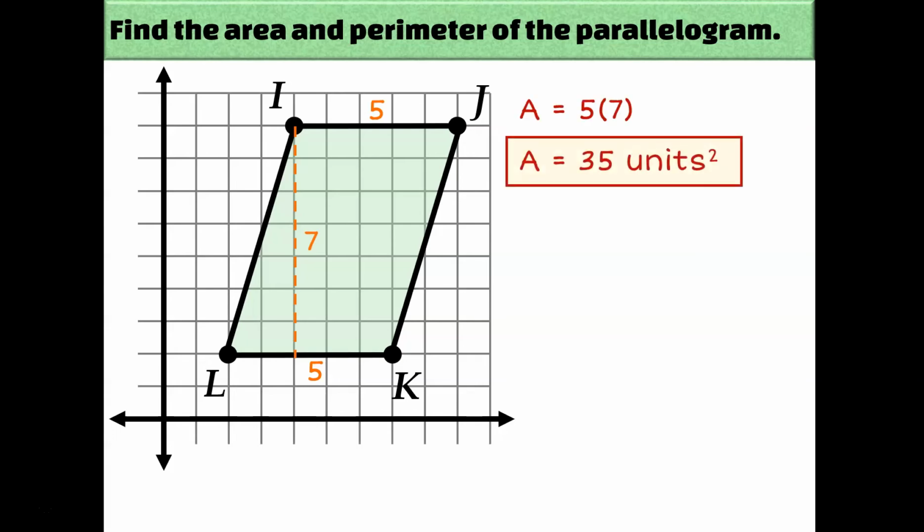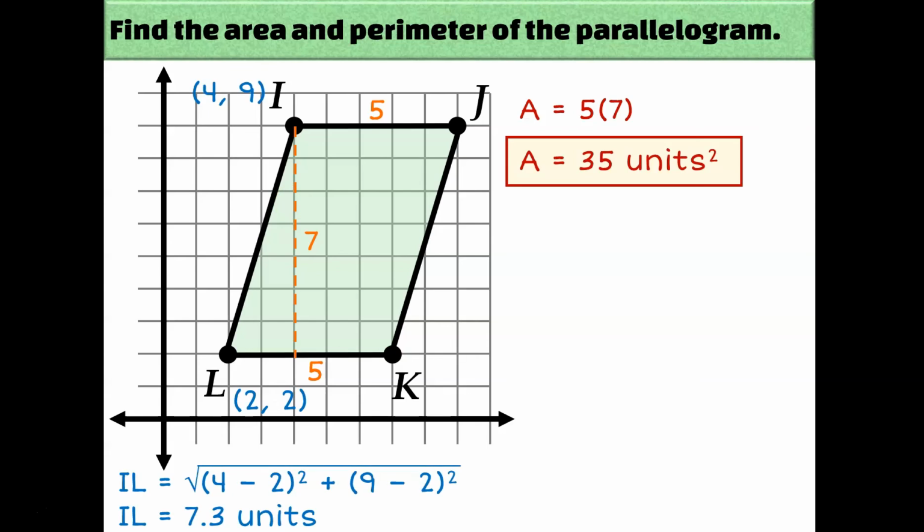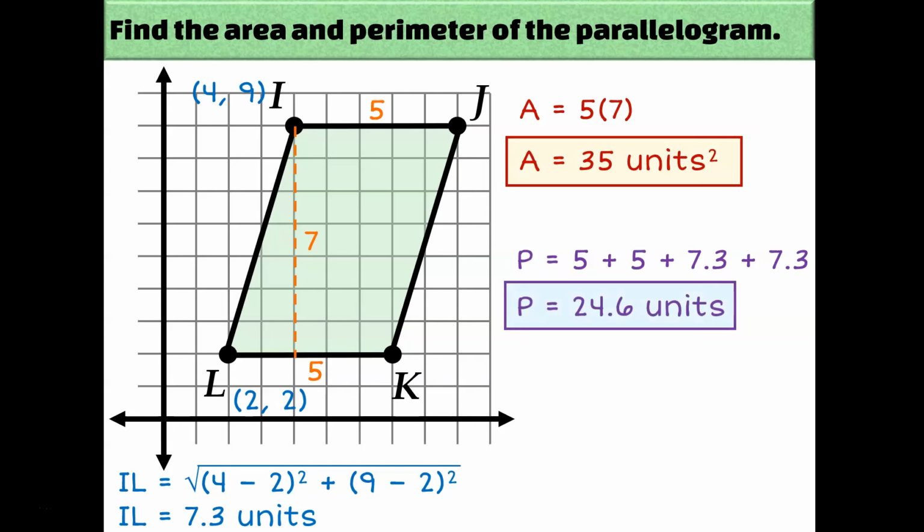But to calculate the perimeter, we need to know the length of LI and the length of JK, and we'll need the distance formula in order to do that. You only have to use the distance formula once though, because since this is a parallelogram, the opposite sides are congruent, so as soon as you know one of the slanted sides, you'll know the length of the other one as well. So let's just identify these 2 points and plug them into the distance formula. And when you simplify, you get an answer of 7.3 units. Now I can calculate my perimeter by adding 5 and 5, which were the lengths of the bases, and 7.3 and 7.3, and get to a total of about 24.6 units.